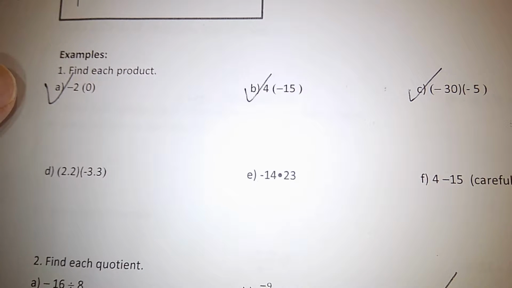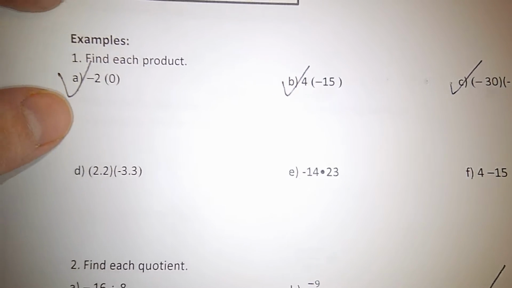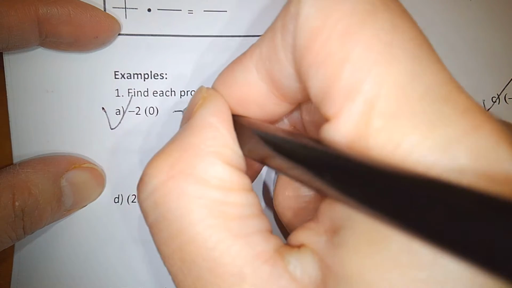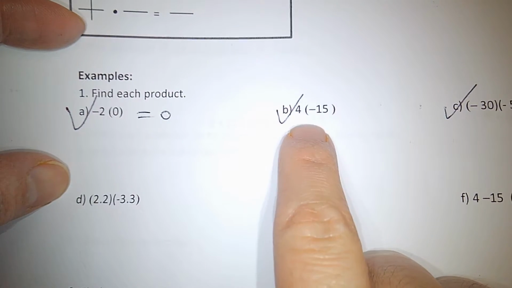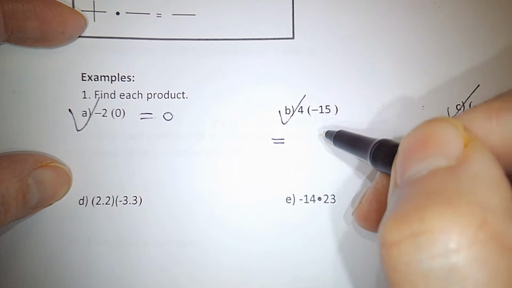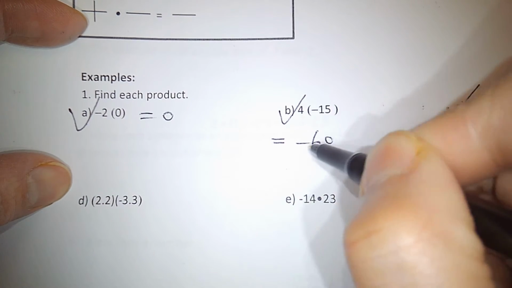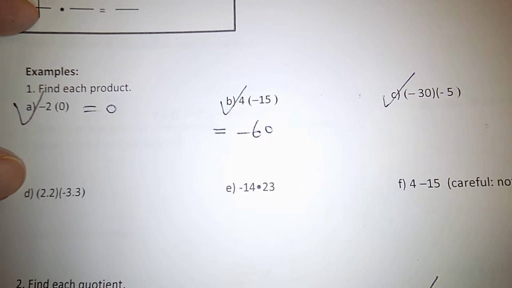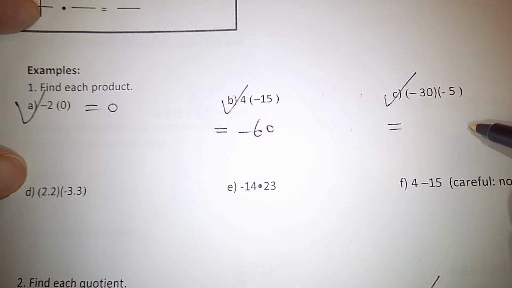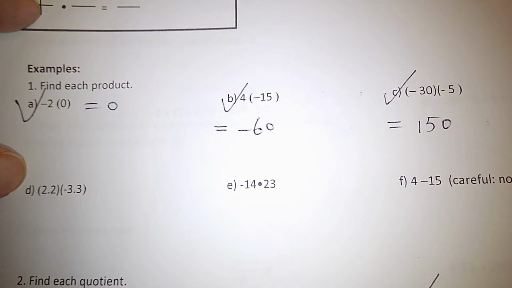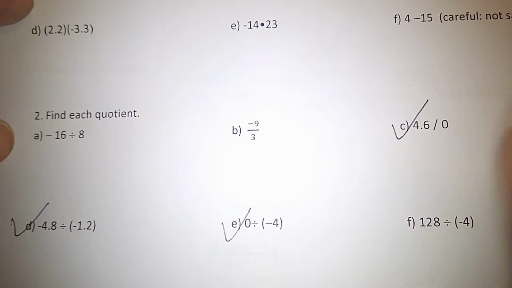Question A, what do you get? What's negative 2 times 0? What is 4 times negative 15? Negative 60. They don't have the same sign, so it's going to be negative, right? And same sign should be positive, right? Positive what? 150, right?